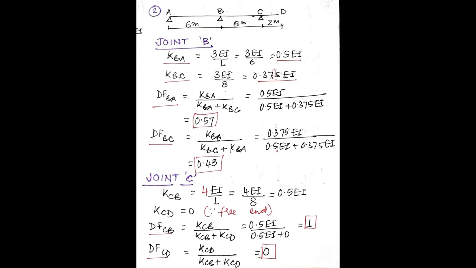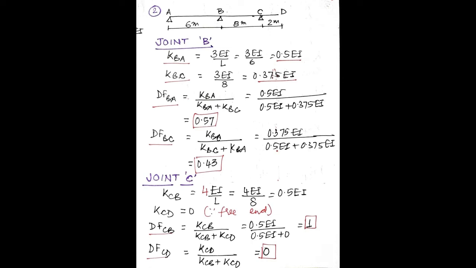Let us start with joint B. So joint B has BA and BC as the members. Now first let us find KBA. KBA will be 3EI by L, so it comes out to be 0.5 EI. KBC is 3EI by 8 meters, so that comes out to be 0.375 EI. So the distribution factor of BA comes out to be 0.57, and the distribution factor for BC comes out to be 0.43. Okay, so up to this part it is similar to the last problem I have discussed.